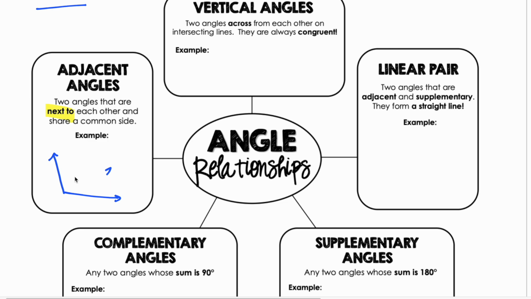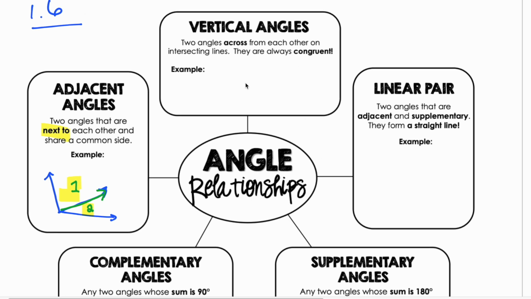We were looking at these for our last set of notes, right? And basically all it means is that angle one, I'm going to name these, angle one and angle two are next to each other. They share a common side. Okay, that's important. The side here would be this ray in the middle. This would be the side of the angle that they both share.